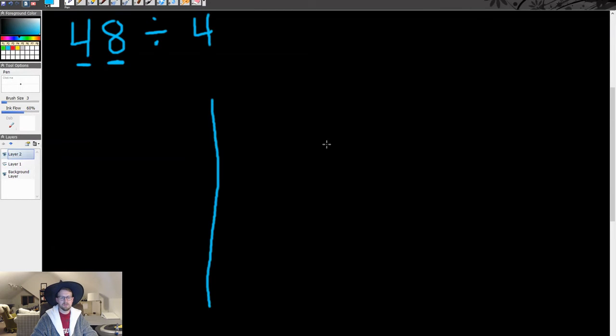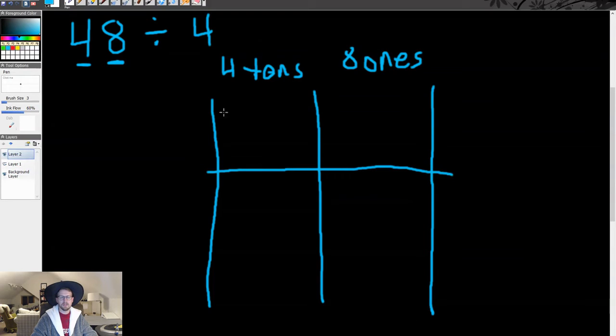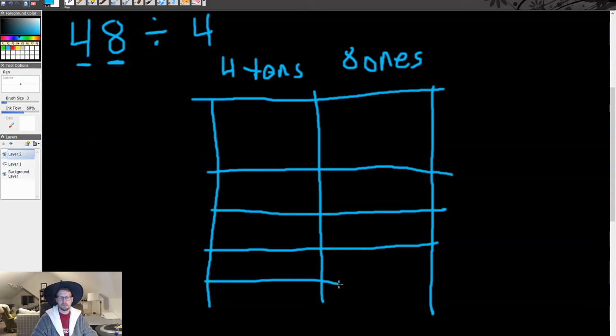So let's make our place value chart here. I've got my ones here, 8 ones, and 4 tens. Draw my little box to draw those inside of. And then I'm going to divide that up into 4 equal groups. There's 2, 3, and 4 boxes to divide these up into. See how this is looking more like a place value chart now that we're doing more than one place?